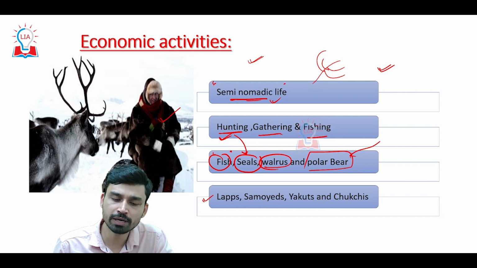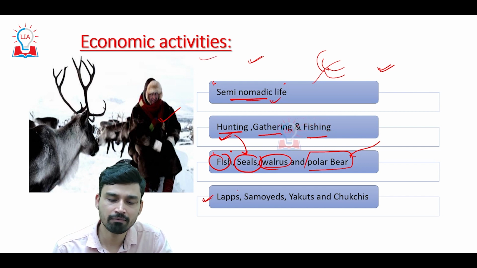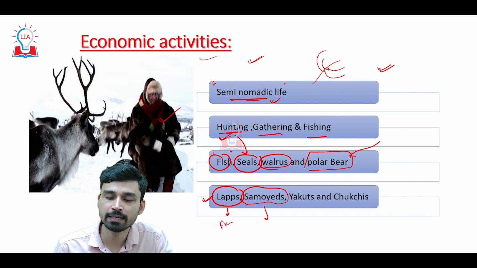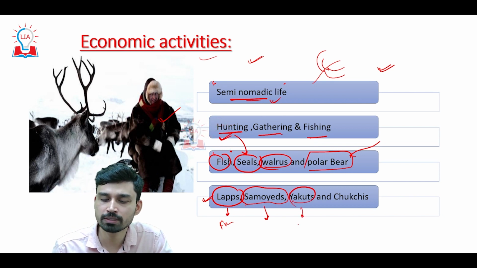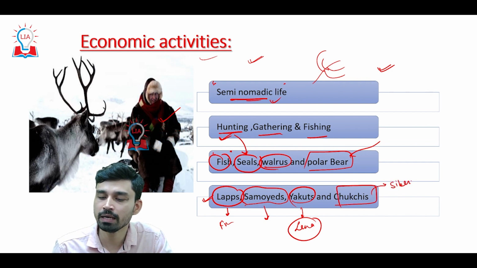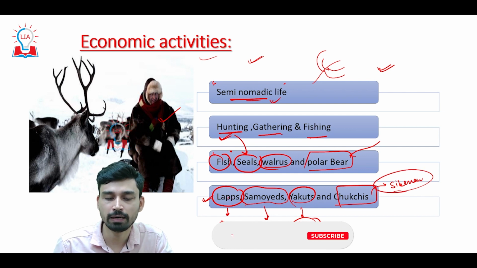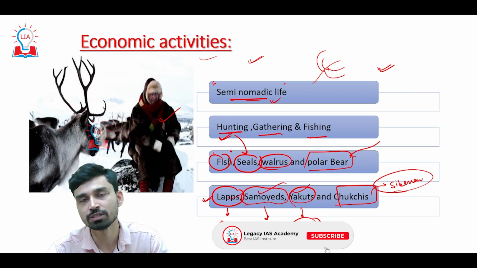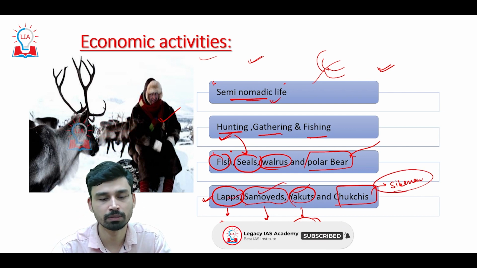If you talk about the tribes that reside in these areas, we have the Lapps tribe that resides in Finland and the Scandinavian region. We have Samoyed tribes that reside in Russia. We have the Yakut tribe that also resides in Russia around the Lena River basin, and we have the Chukchis tribe that resides in the Siberian region of Russia. So Lapps, Samoyeds, Yakuts, and Chukchis are the major tribes of this particular region.